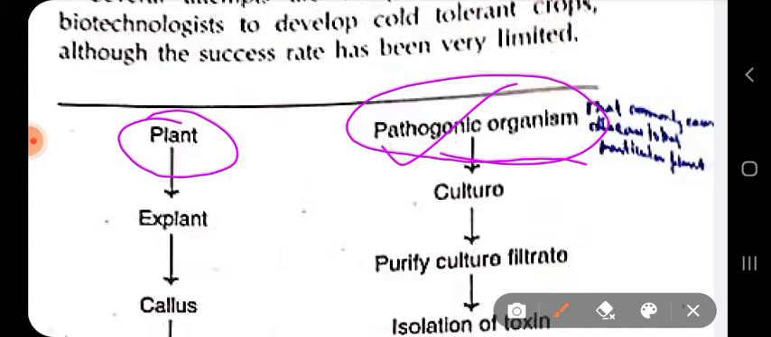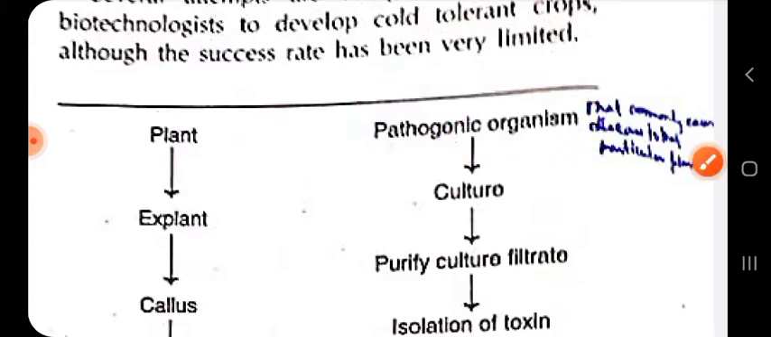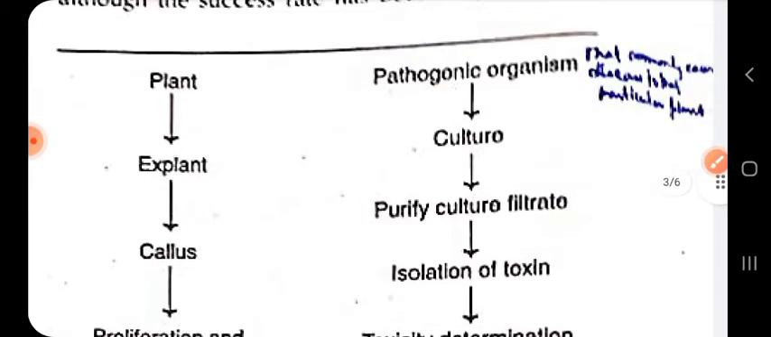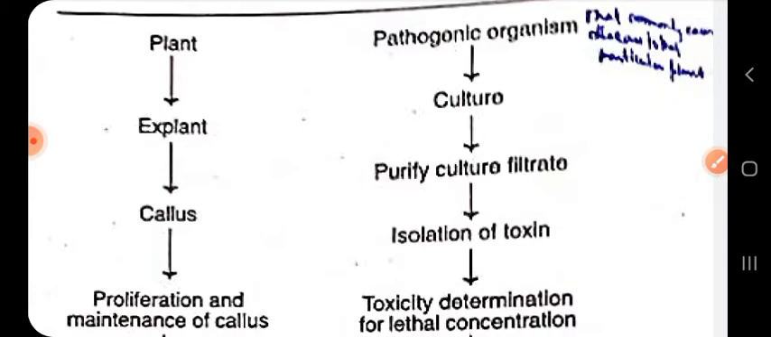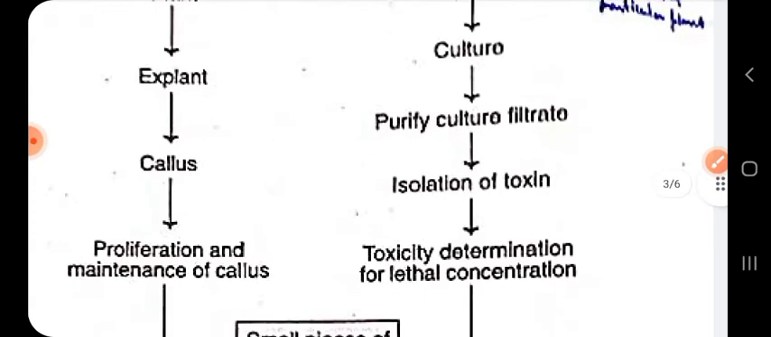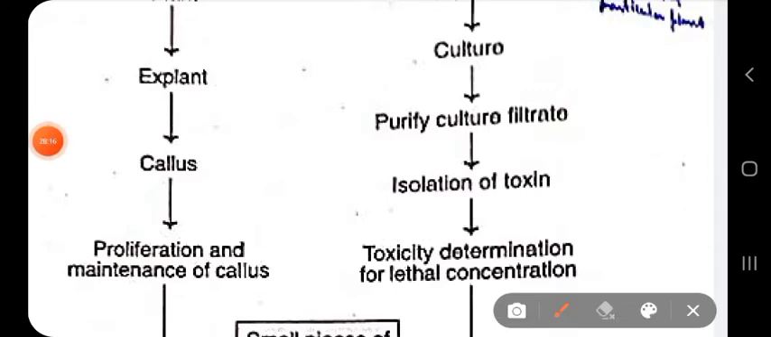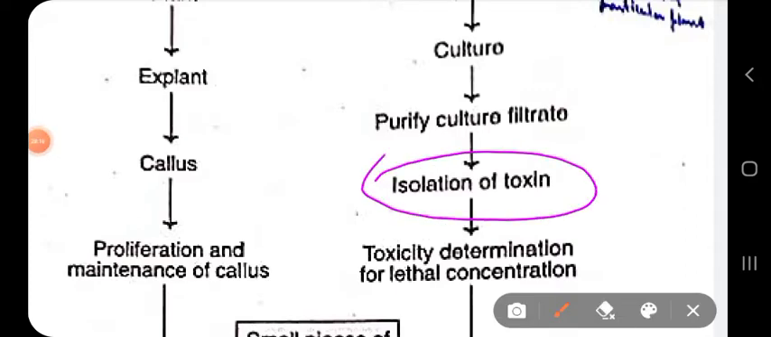So we take out a pathogenic organism that commonly causes disease to the plant. We culture them as we normally do in the microbiology laboratory. We purify the culture so that only that pathogenic organism occurs in the culture medium. Then we do filtration and isolate the toxin that causes these plants to be affected. We isolate the toxins first.